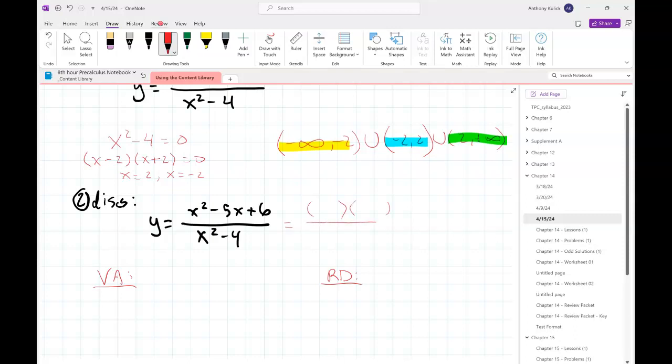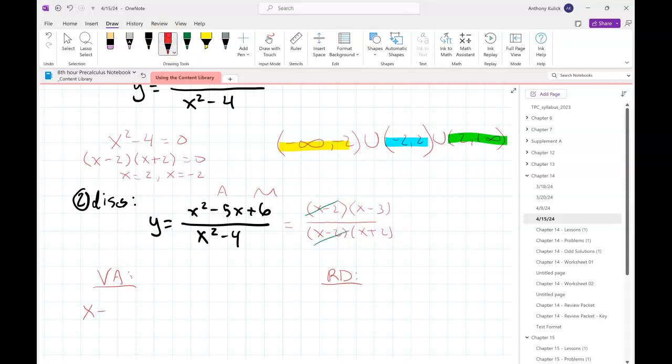That'll multiply to give you positive 5, not positive 6. Remember, it's multiplies and then adds. Negative 2 and negative 3. And then the denominator is still the same, so x minus 2, x plus 2. What do you notice now? What can I cancel? The x minus 2's, right?